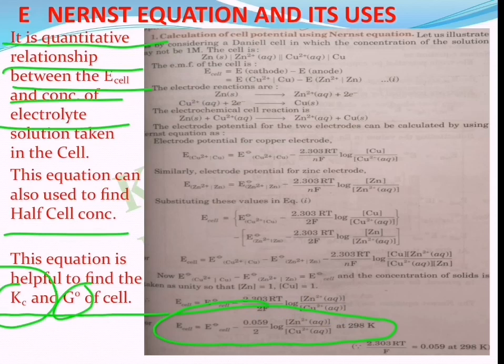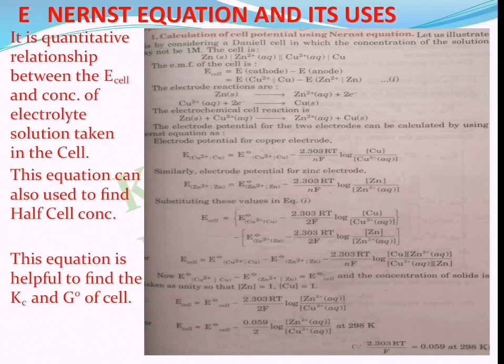That is, total EMF of the cell is equal to E naught cell, meaning standard EMF of the cell, minus 0.059 upon n. n means number of electrons lost or gained. Here the number of electrons lost or gained is 2. So 0.059 upon 2, and log of the metal which is oxidized at the numerator and the metal which is reduced at the denominator. So this is the final equation. Go through this derivation again and again and try to understand the concept.